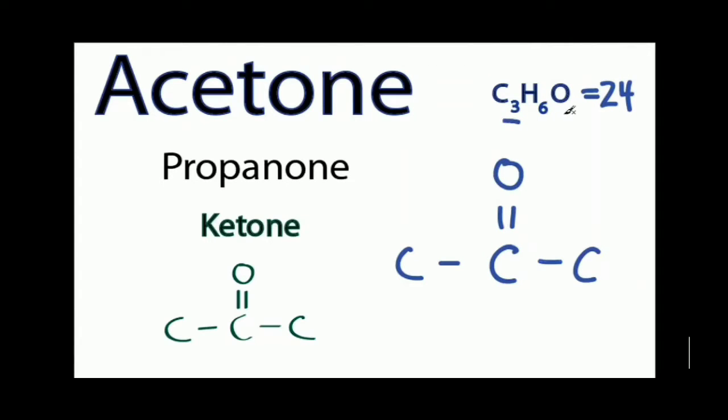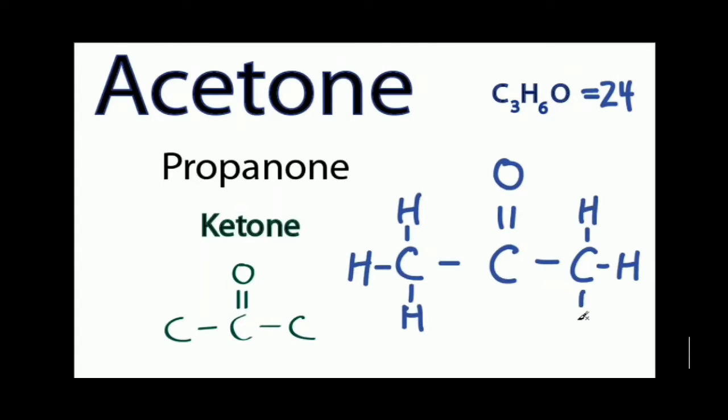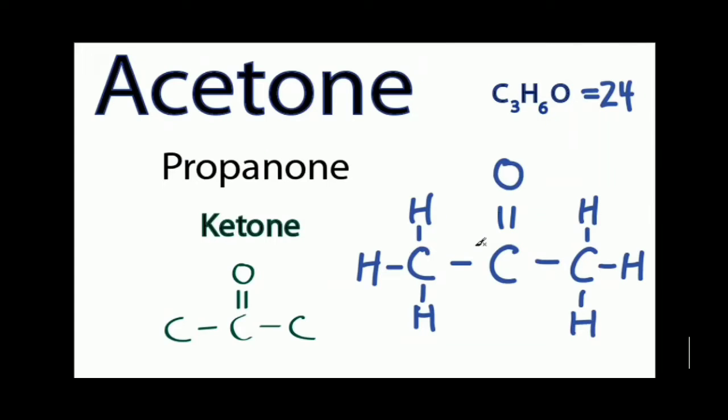We have 6 hydrogens that we need to put around the structure. So let's put them around the carbon. We have hydrogen, hydrogen, and we'll put our 6th hydrogen right here. So we've used 2, 4, 6, 8, 10, 12, 14, 16, 18, 20 out of the 24. Everything has an octet except oxygen. So let's put those last 2 pairs up here with the oxygen. Now we've used all the 24 valence electrons. Each of the atoms in acetone has an octet, and we're done. That's the structure for acetone.